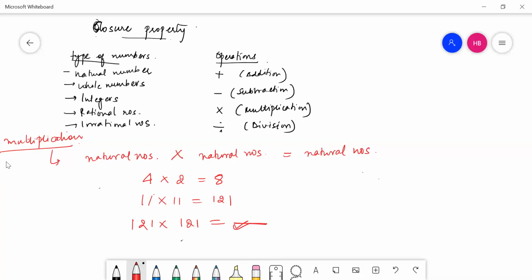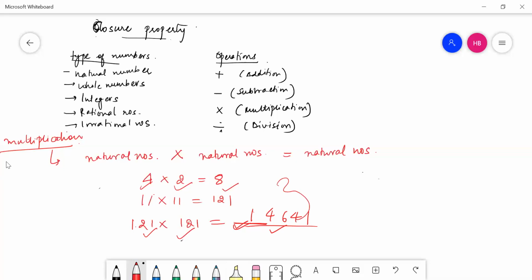So what I saw is that if I'm multiplying two natural numbers, I'm actually getting a natural number as an answer, right? So 8 is a natural number. Similarly, if I'm multiplying 11 into 11, again what I'm getting is 121, which is again a natural number. Till now I'm not able to find any such number where I can say that when I'm multiplying two natural numbers, I'm not getting a natural number as an answer, right? So if I'm multiplying 121 into 121, 121 is a natural number, and 14641 is again a natural number.